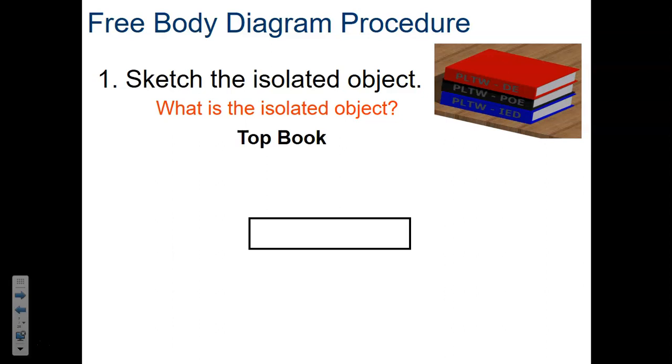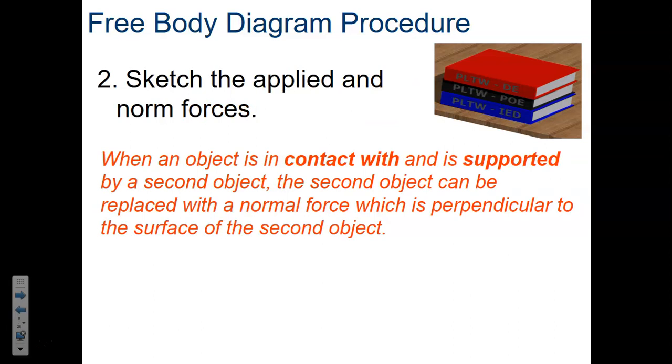Well, gravity's pulling it down, and it's also in contact with the book below it. When an object is in contact and is supported by a second object, the second object can be replaced with what's called a normal force. So basically, contact forces will typically be represented as a normal force. And normal doesn't mean normal every day. Normal means perpendicular, and it's perpendicular to the surface of the second object.